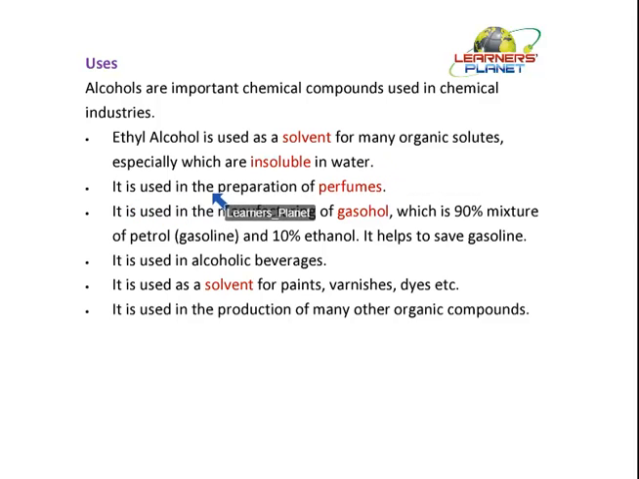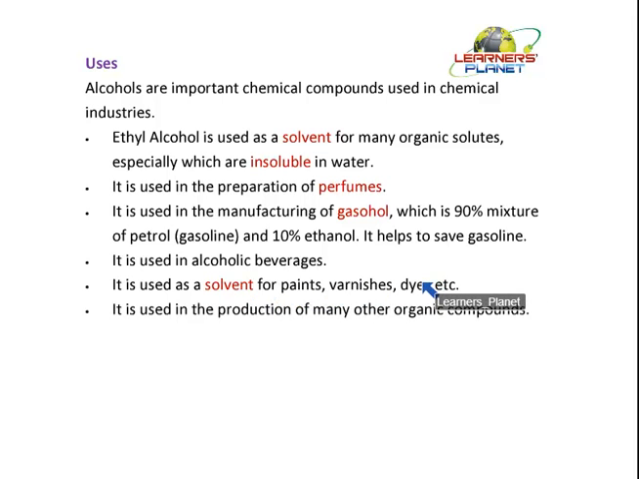It is used in the preparation of perfumes. Why? Because of its volatile nature. It evaporates off. It is used in deodorants also. It is used in the manufacturing of gasohol. Gasohol means it is a combination of gasoline and ethanol, which is a 90% mixture of gasoline and 10% ethanol. It helps to save gasoline. It is used in alcoholic beverages, everybody knows it. It is used as a solvent for paints, varnishes and dyes.